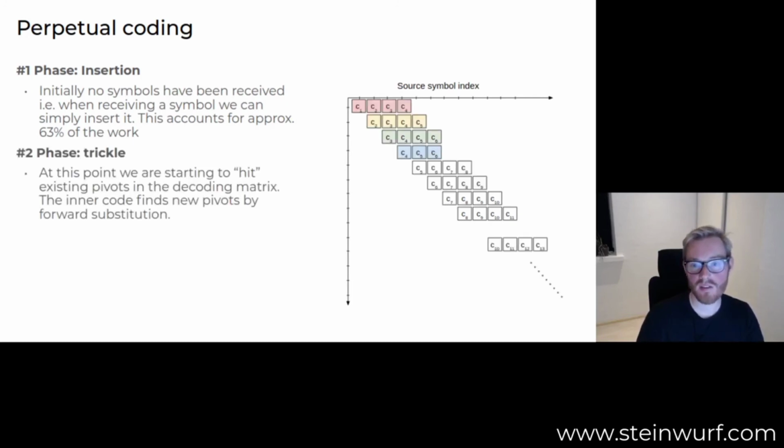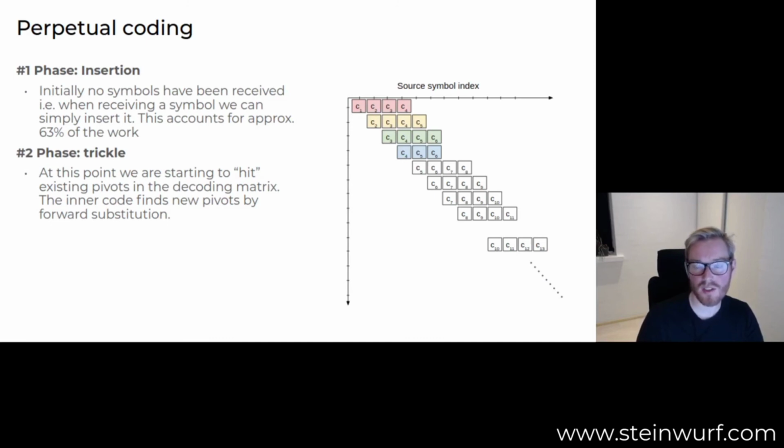The second phase is this trickle phase. In this phase we don't have a lot of gaps left, so we are starting to hit spots where we already have a pivot in place, and the equations start to trickle down through the decoding matrix. And this goes on until we reach approximately 98% of decoding completed.